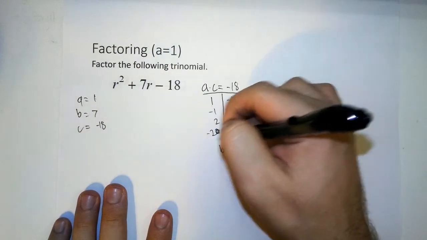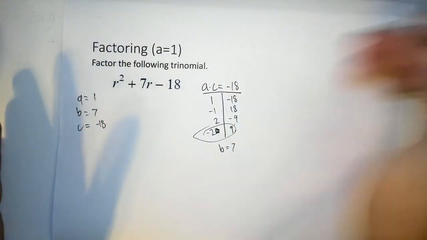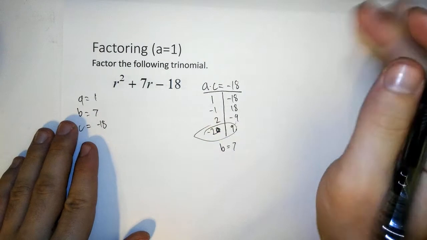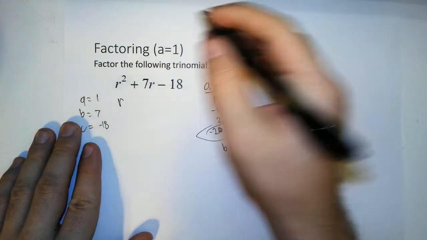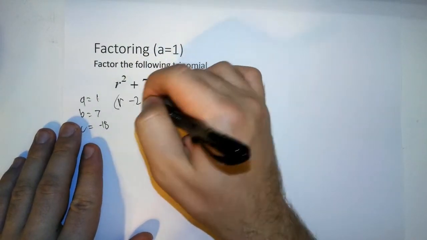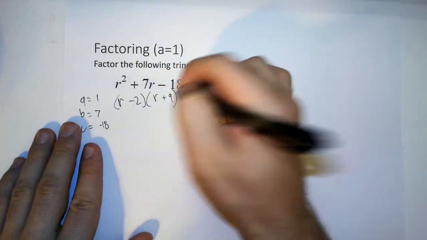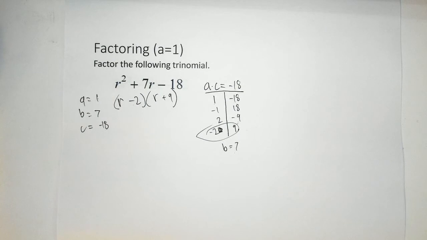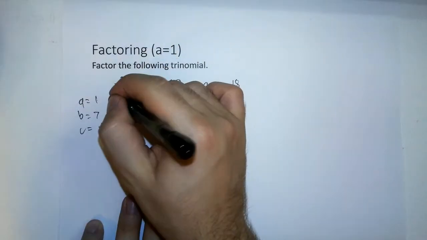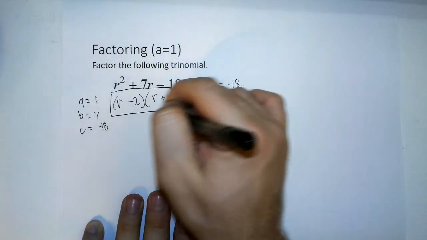So that means, right, because of our shortcut, because A is equal to 1, we take the shortcut. And R minus 2 times R plus 9, that's our answer. Right? That is the factored form. Just like that. You got it.